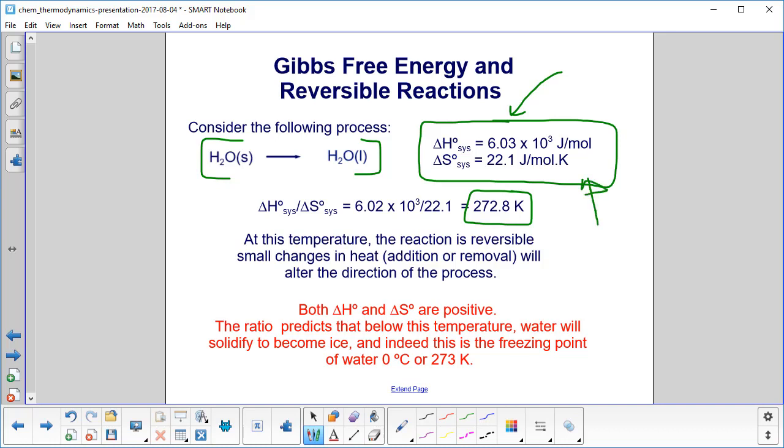At this temperature, the reaction is reversible. So small changes in heat, either added or removed, will alter the direction of the process. Since both delta H naught and delta S naught are positive, the ratio predicts that below this temperature, water will solidify to become ice, and indeed, this is the freezing point of water, 0 degrees Celsius or 273 Kelvin, and it comes right from there, as well as direct observation, of course.